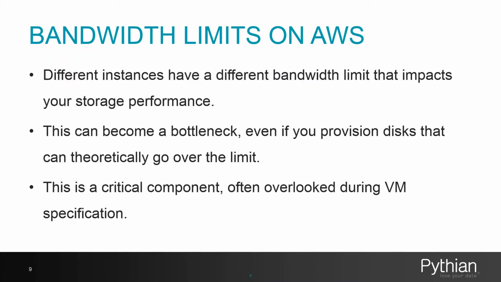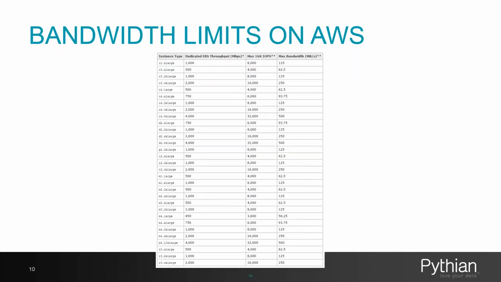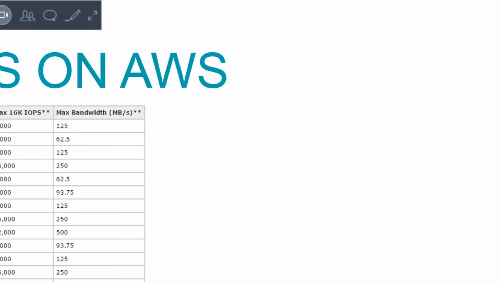Like I said, if you put tons of really fast storage under your VM, if the bandwidth limit is hit first, then that's going to be your bottleneck regardless of how much storage you put under the VM. I have a table here with the bandwidth limits on AWS. Like I said, you can find this in the storage documentation of AWS. I'm going to zoom in here so that you can see.